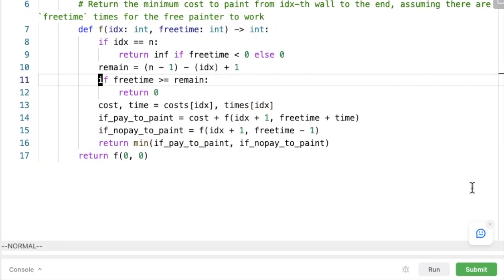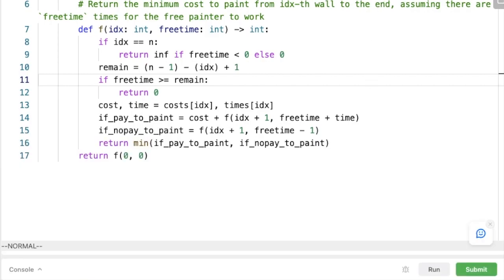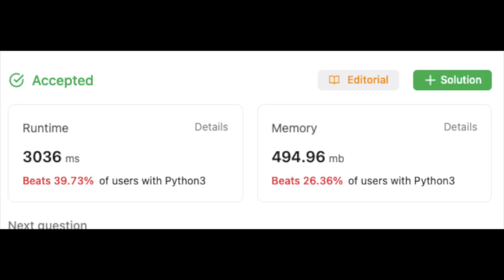And let's try to run this code. Okay, accepted.